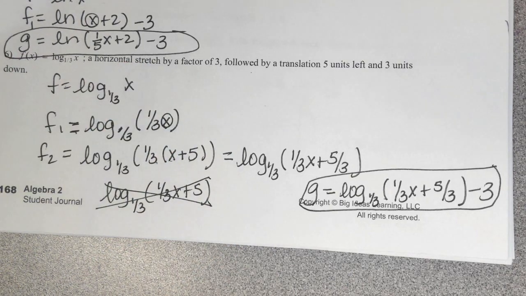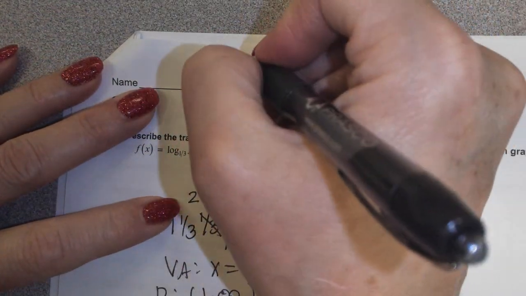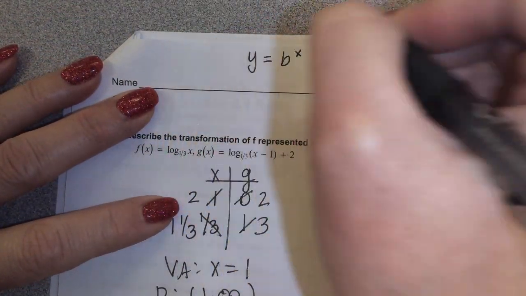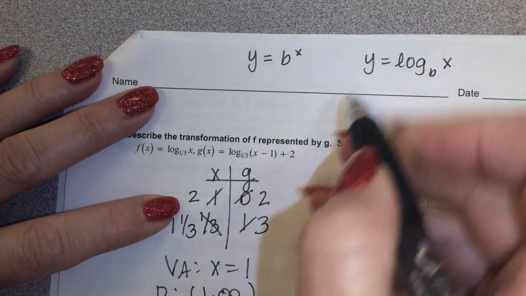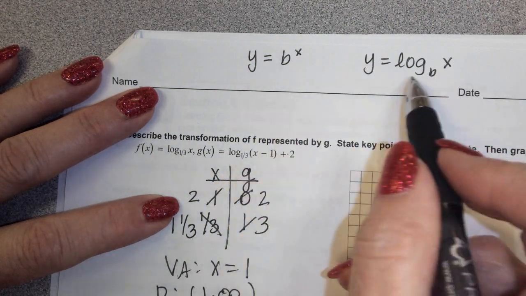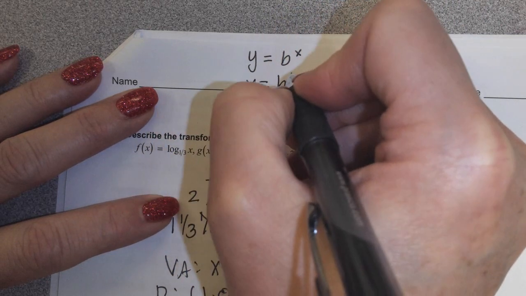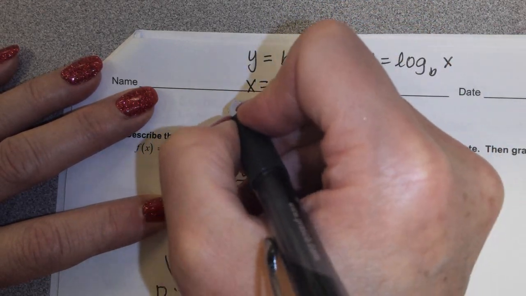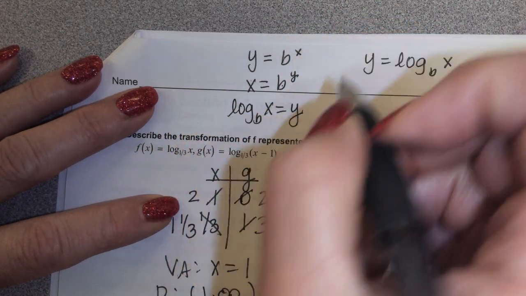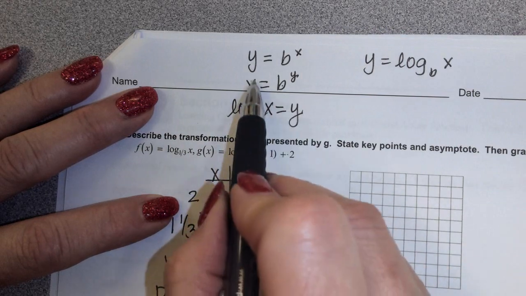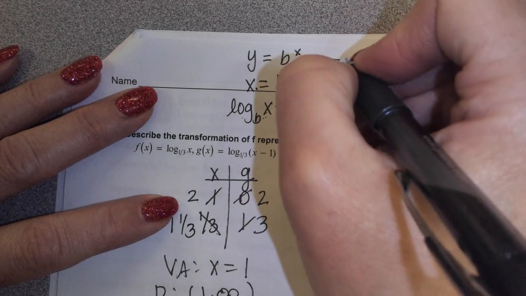All right? So you've got to know those key points. That's something that's so important. For exponential, y equals b to the x versus y equals log base b of x. These are inverses of one another. They are, because look, if I want to find the inverse of this, x becomes y, y becomes x. If I rewrite this, log base b of x equals y. This is another name for this, and that's the same as that. So these are inverses of one another.